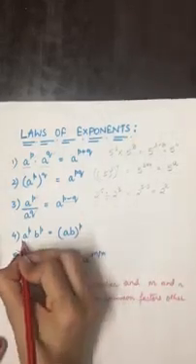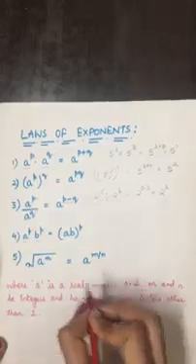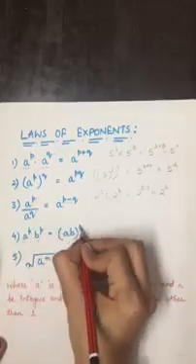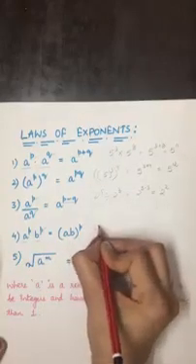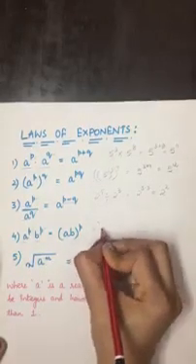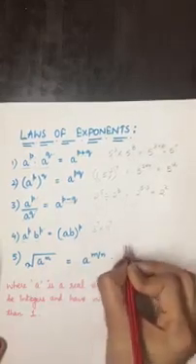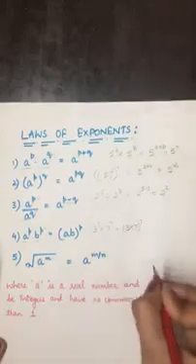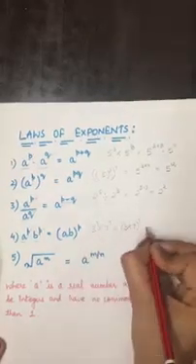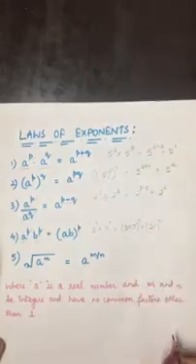Next, your bases are different and the powers are same. Then what you do? You take out this power common and multiply the bases. For example, 3 raised to the power 7 multiply 7 raised to the power 7. How will you do this? 3 multiply 7 raised to the power 7. You will take out the power common. The answer would be 3 sevens are 21 raised to the power 7.